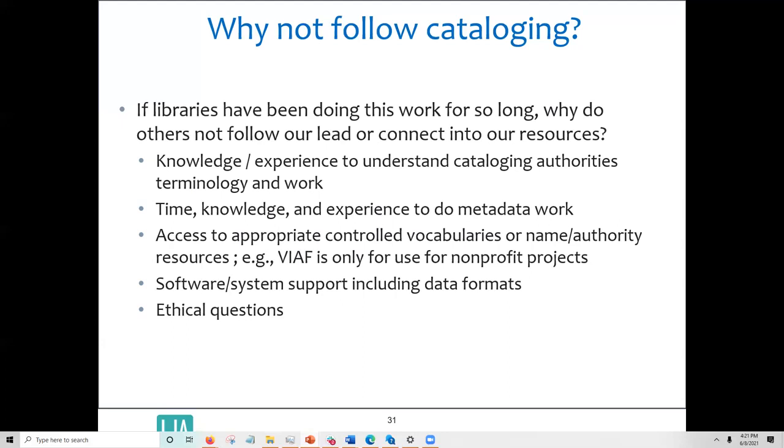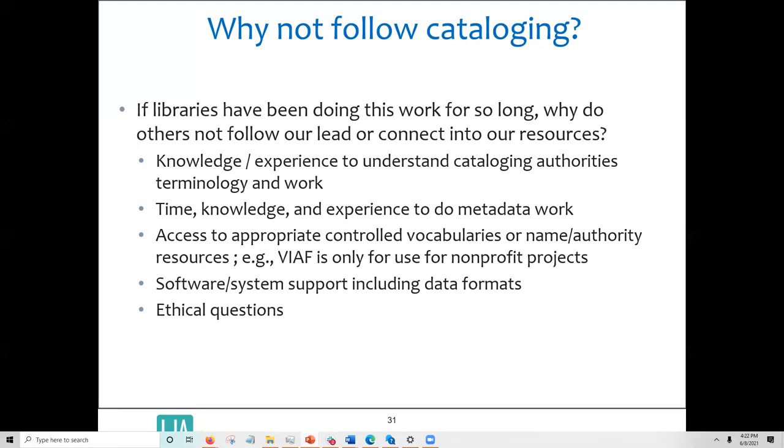There is something called the Virtual Internet Authority File, and we'll be looking at that later. This is really only for use for nonprofits, so nonprofit projects. So if you are a commercial company, it's not licensed for you to use. If you are a nonprofit and you want to use it, you could use those resources though.